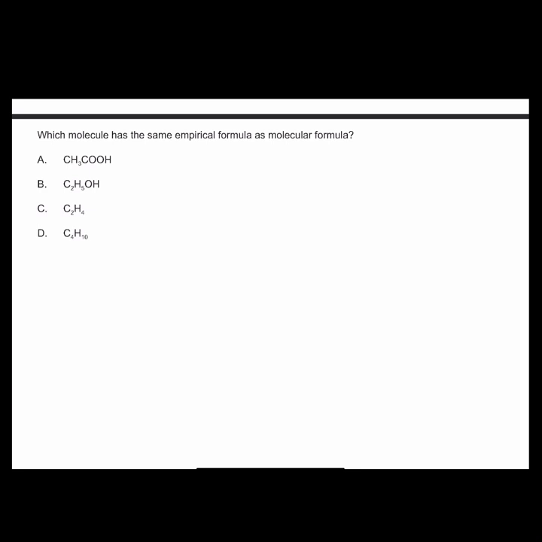Moving on, which molecule has the same empirical formula as molecular formula? So we have to write the molecular formula in each. So it will be C2H4O2. That's the molecular formula. Empirical formula, EF, would be the simplest whole number ratio of the coefficients. So it will be CH2O. So obviously E is not correct because the molecular formula and empirical formula are different.